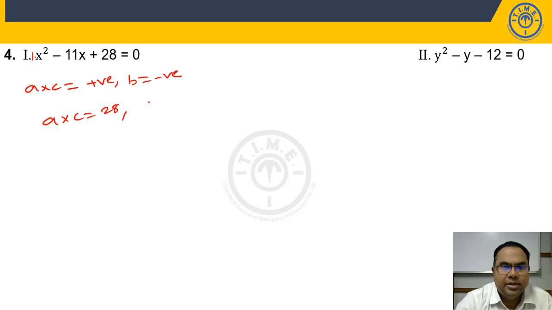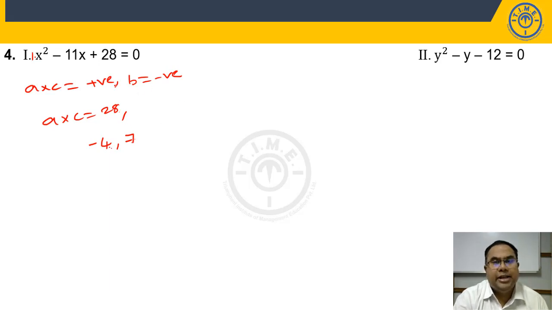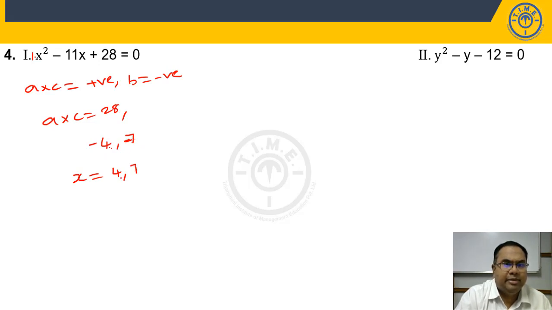28 can be written as, A into C is positive, so B is written as the sum of two numbers. We can write 28 as 4 and 7, but we should get a negative sum. So minus 4 and minus 7. Minus 4 into minus 7 is 28. Minus 4 minus 7 is minus 11. So A is positive, write B as the sum of two numbers. So what are my roots? Roots will change the sign. Minus 4 will become plus 4 and minus 7 will become plus 7. You divide with the coefficient of x squared. It is 4 comma 7.